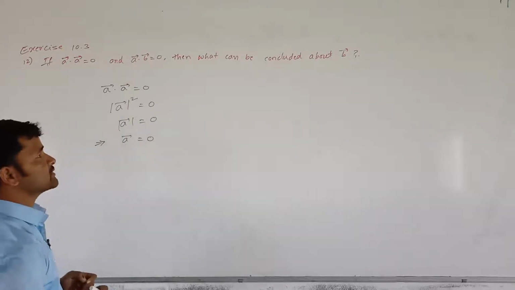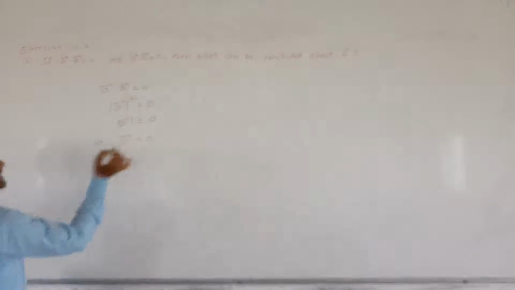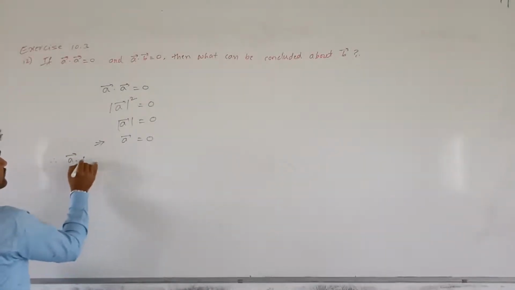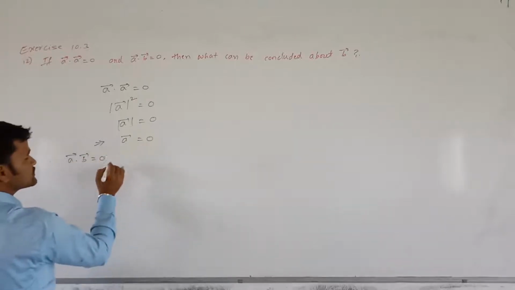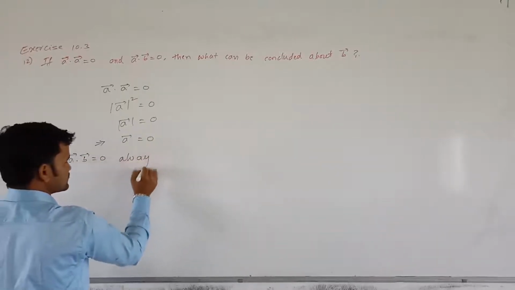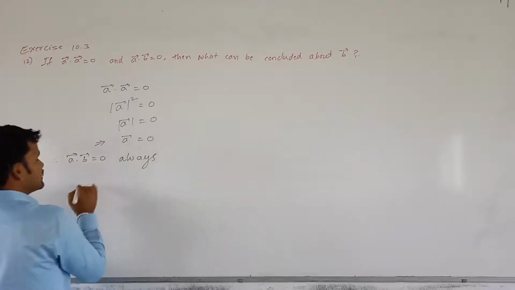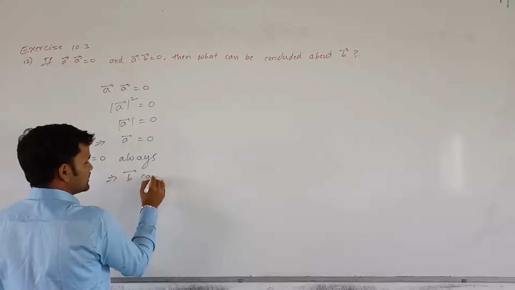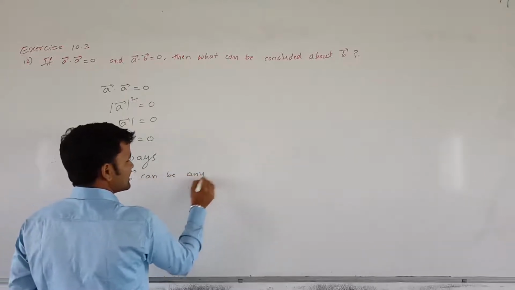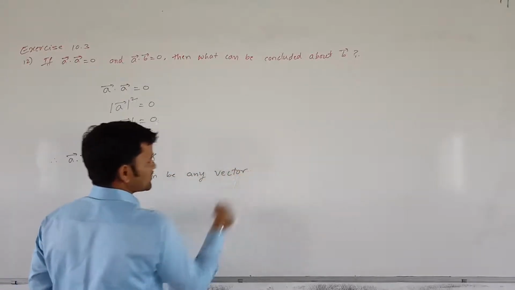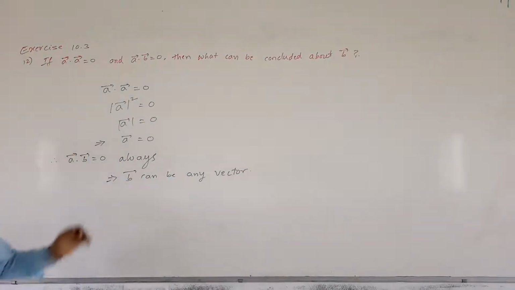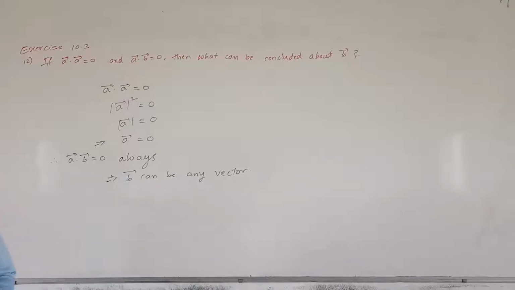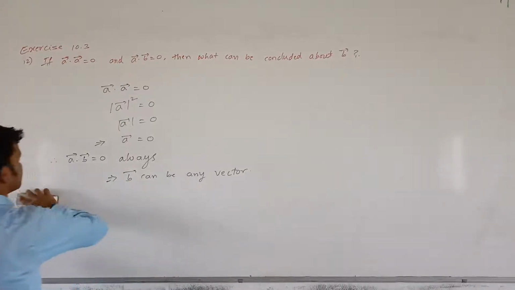So what will we write about vector B? Vector A is equal to null vector, therefore vector A dot product with vector B is equal to 0 always. This implies vector B can be any vector. These two conditions will be satisfied. This is about problem number 12.